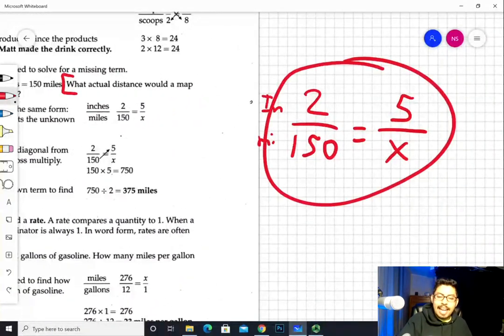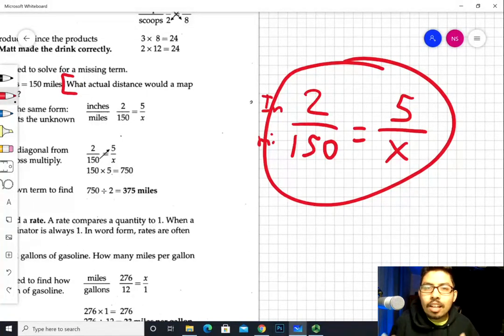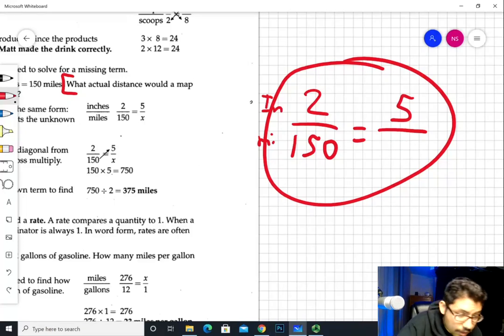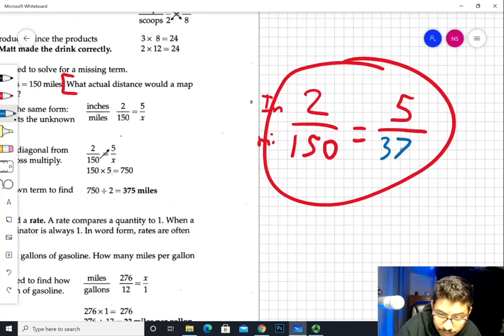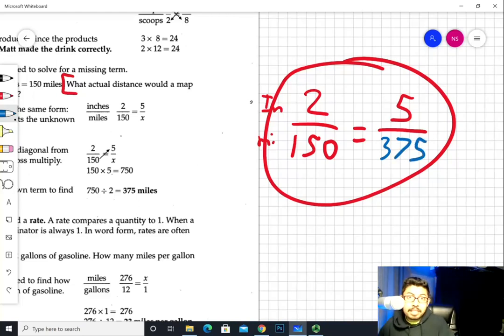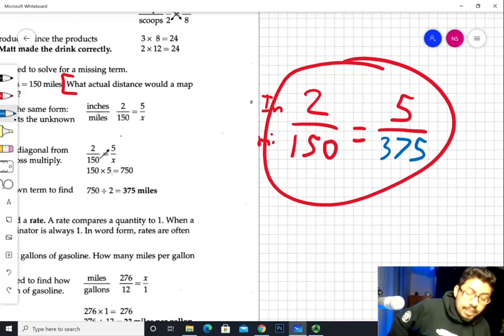Look at that, my friends. I just did my setup. The setup is the hardest part to proportions, not the math. The math is easy. 150 times 5 is 750. Divided by 2 is 375 miles in real life. That's how much 5 inches from that specific map is in real life. 375 miles.